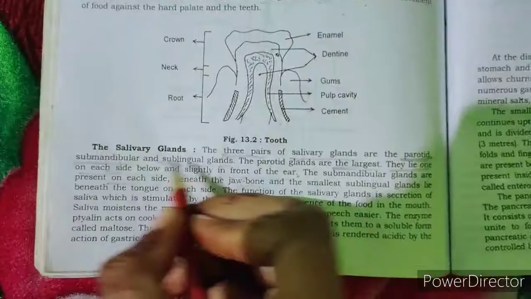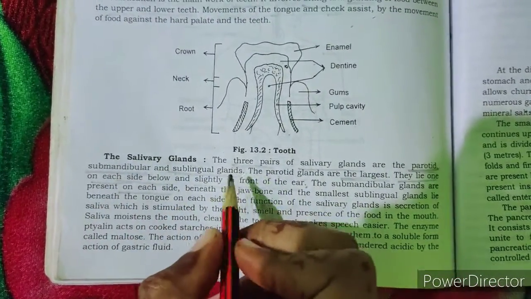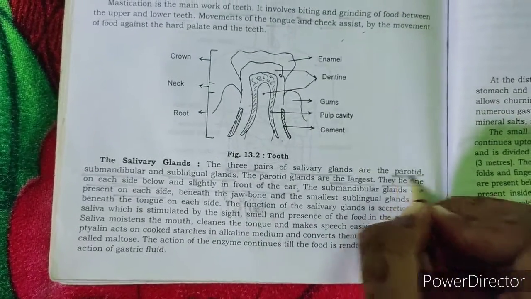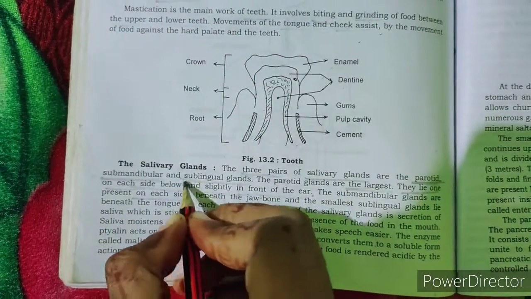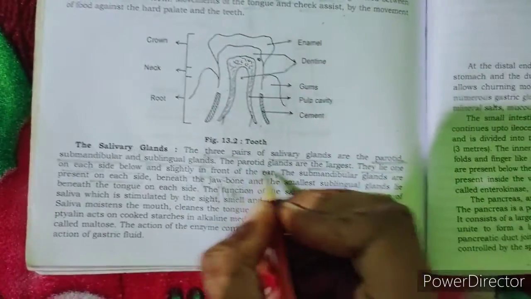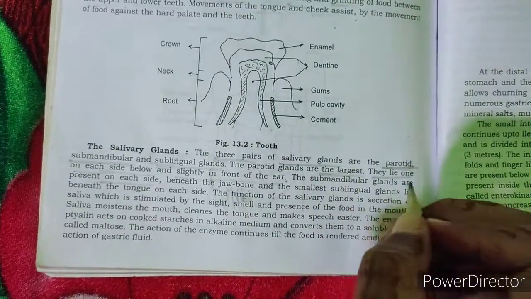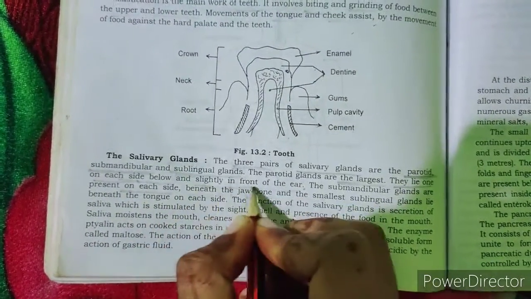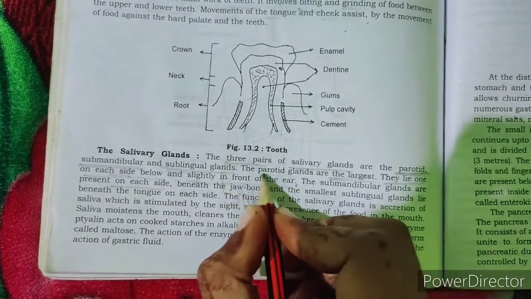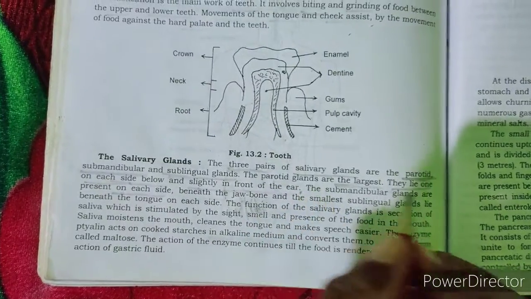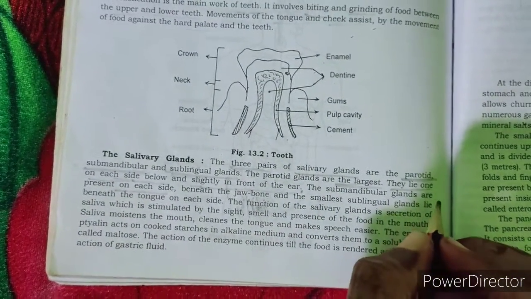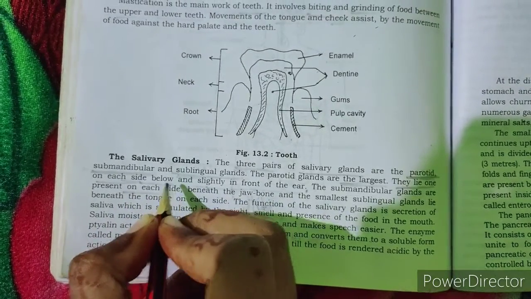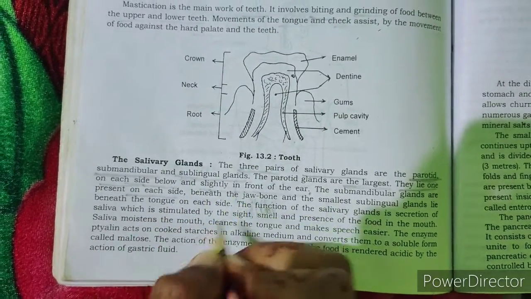Okay, the salivary glands. The three pairs of salivary glands are the parotid, submandibular, and sublingual glands. The parotid glands are the largest and they lie one on each side below and slightly in front of the ear.